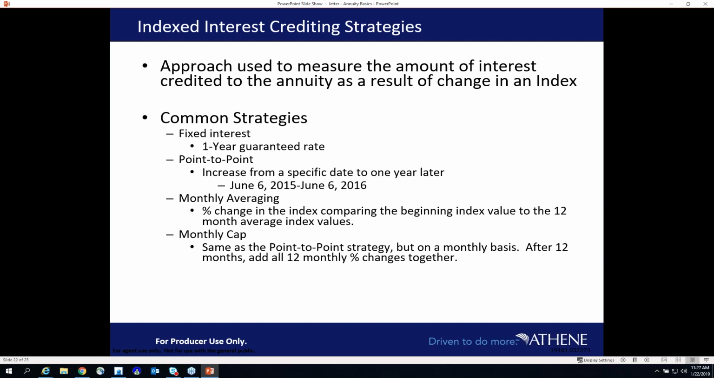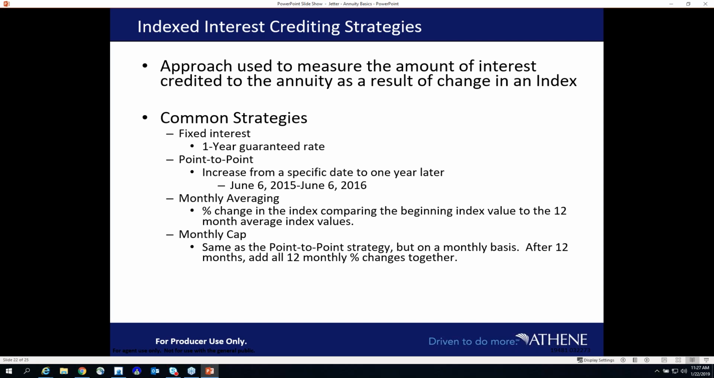We also offer a point-to-point. So that is going to be we're going to take a look at where the index is on the day the contract's taken out. We look at it 1 year later. We actually do have 1 and 2 year point-to-point, so we can do it as a 1 year point-to-point or a 2 year point-to-point. And we look at the increase from that specified date to a specified date 1 year later or 2 years later.